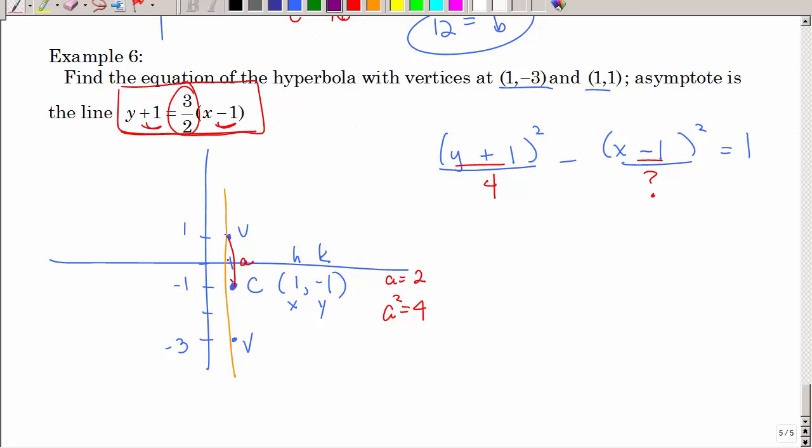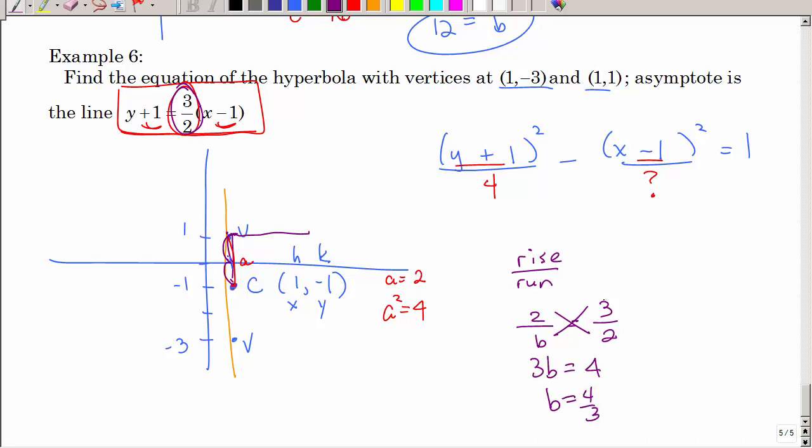Well, you can tell I went only up 2. So that means I had to go up and over, so rise over run. Well, here I went up 2. I don't know how far I went over. That's b, and it's in the same proportion as that slope 3/2. Solving for b, and then I need to know what b squared is.